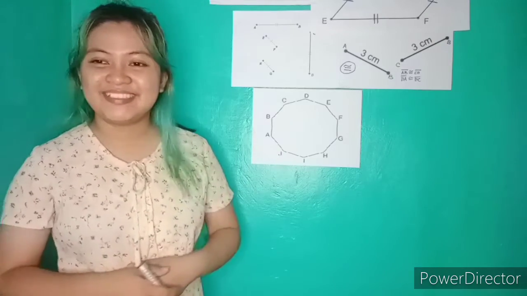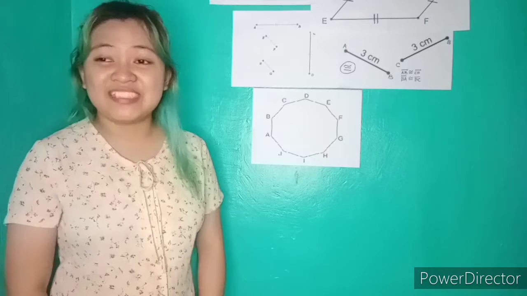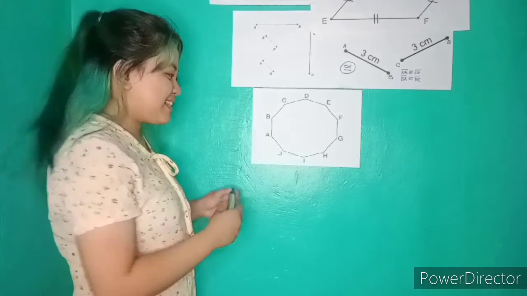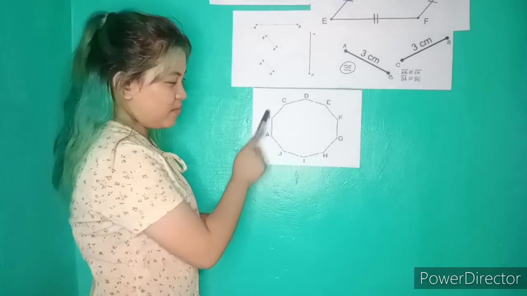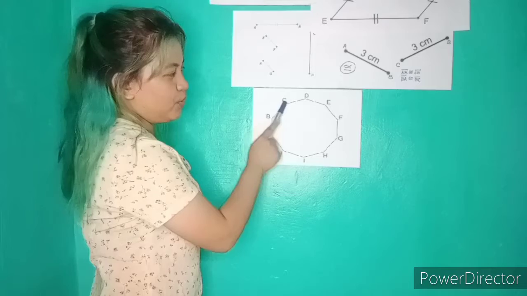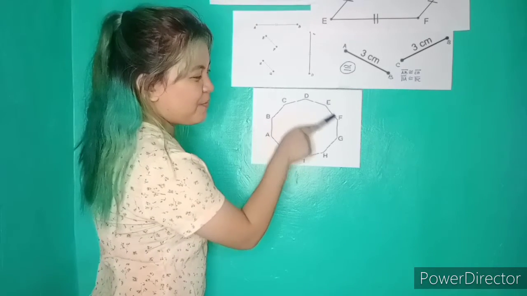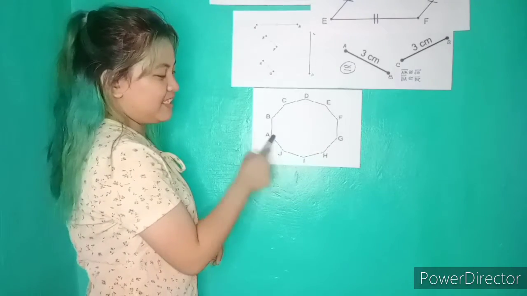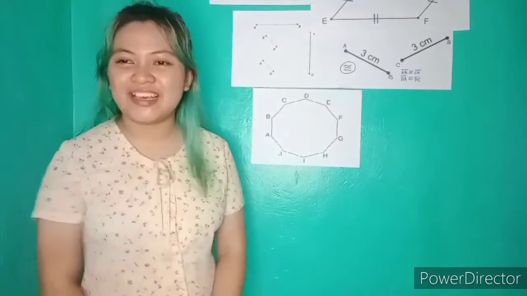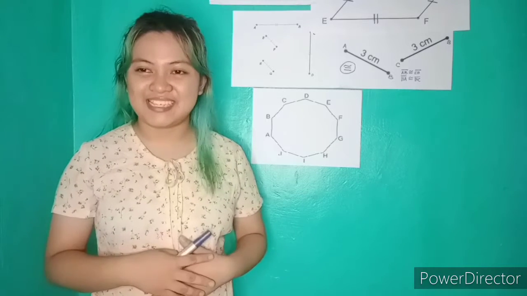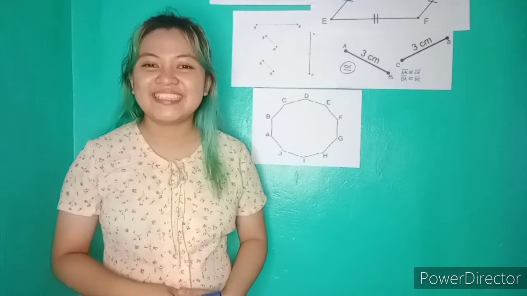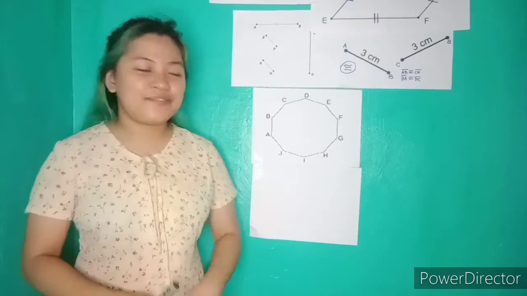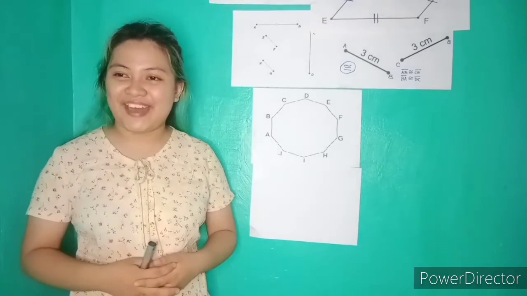Anyone? Okay. To know the shape, let us count its sides. Let's start with letter A here. From A to B, we have 1, 2, 3, 4, 5, 6, 7, 8, 9, 10. So what do you call that shape that has 10 sides? Yes, decagon. Very good, everyone.